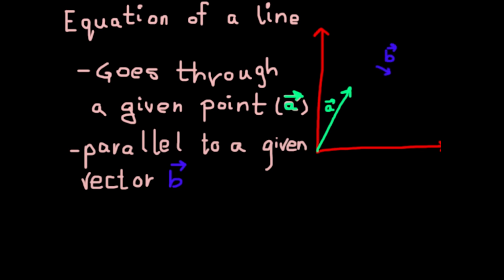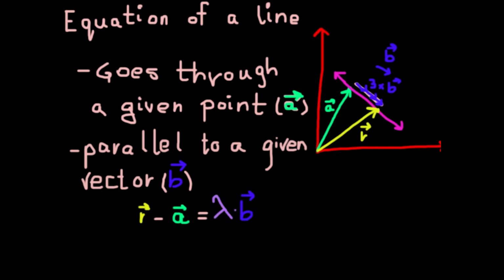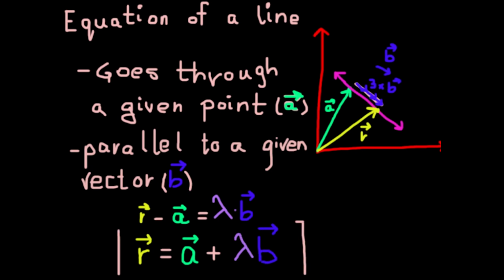And that would be our B. And let's draw a pink line that's parallel to B passing through A. To find the equation, we'll take a point R on the line, and let's have that position vector called R. And so the difference between R and A, you can see, would be a multiple of B. In this case, it's 3 times B. So we can say R minus A is lambda times B, or R is equal to A plus lambda B. And that is our equation of a line.